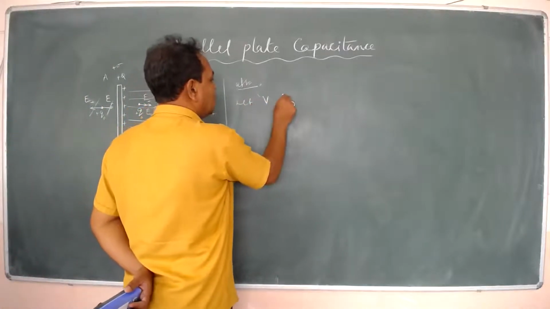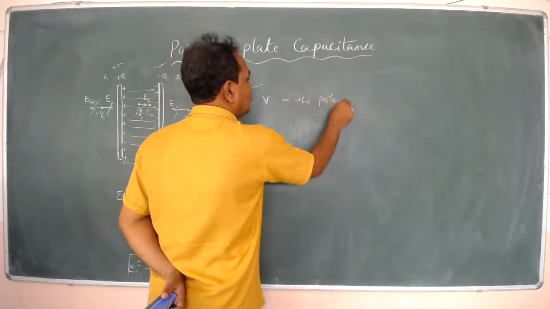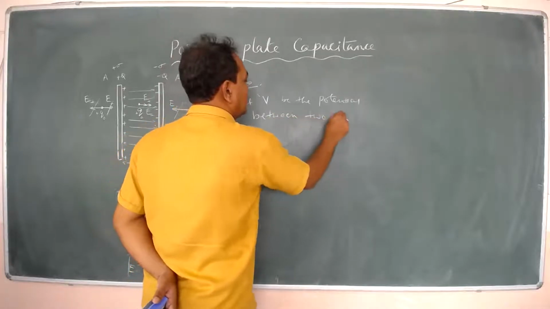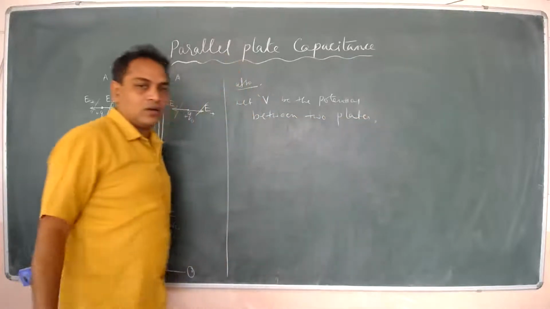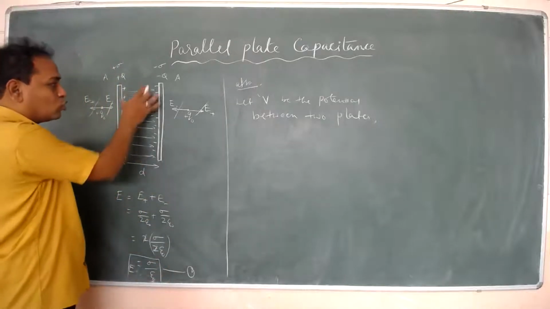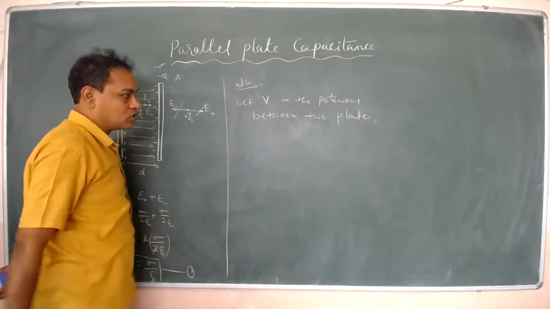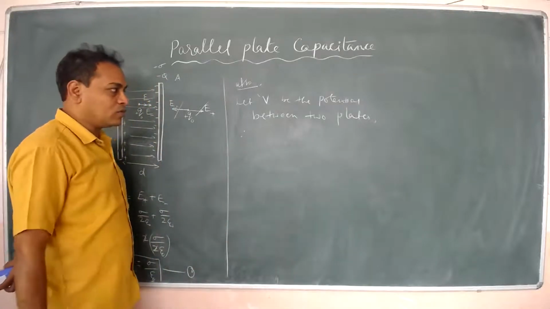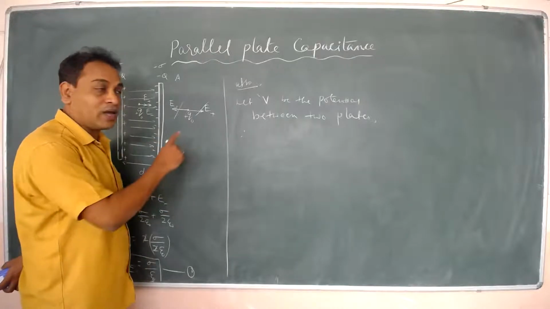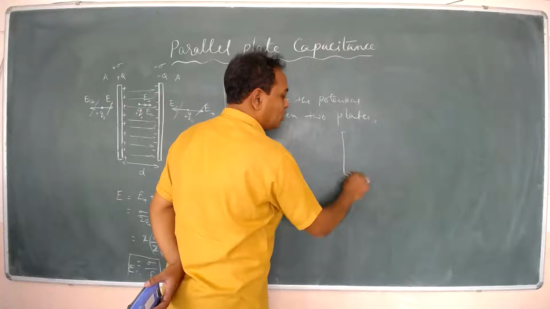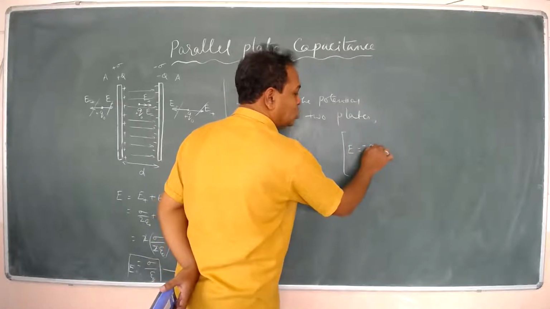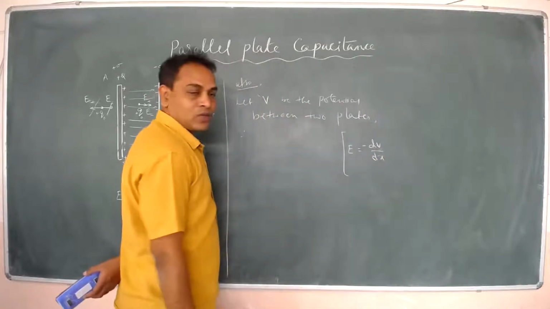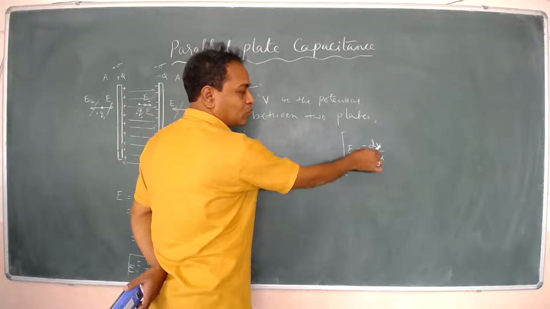Let V be the potential between the two plates. This much is the potential. Therefore, we have a formula. There is a relation between electric field and electric potential. As we have derived, E is equal to minus dV by dx. This is the relation between electric field and potential difference.